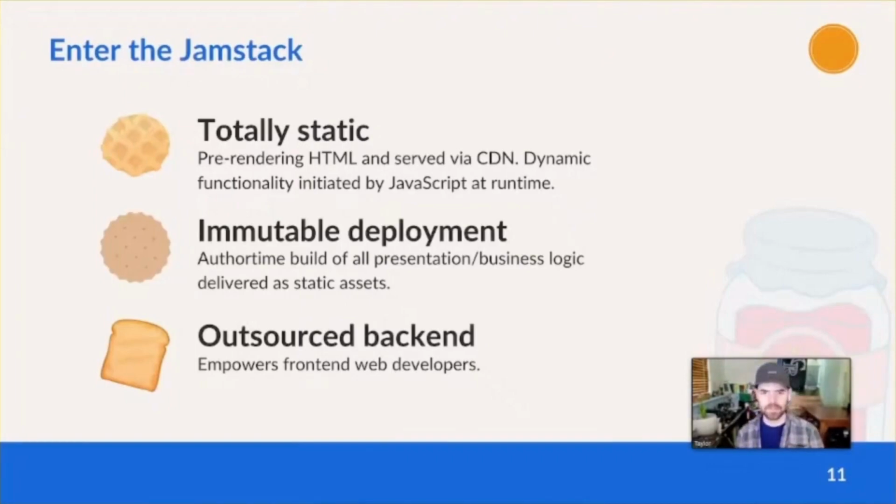So all of that business logic and presentation is part of an immutable deployment, meaning the deployment that's up there is not going to change in itself. Nothing on the file system is going to change until we say that that deployment is void and we're going to send a new one. This approach really empowered front-end developers. And I think about the time this Jamstack idea came out, I was really focused on front-end web development. So it was really empowering for me to essentially outsource my backend.